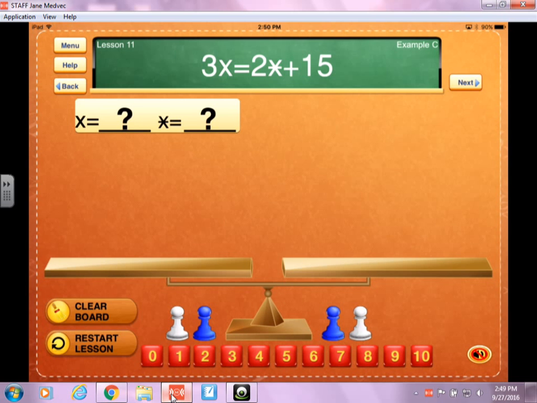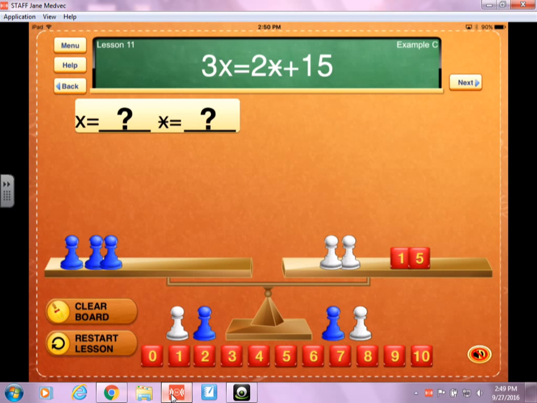So I'm going to set this up. 3x, 1, 2, 3 equals 2 star plus 15. I'm going to take a 1 and a 5 to represent that. Can I take anything from either side? No. What do I want to get rid of? Yes, 2 stars. I want to get rid of these 2 stars because they're next to this 15. I want that by itself. It's like a little brother that you want out of your room.